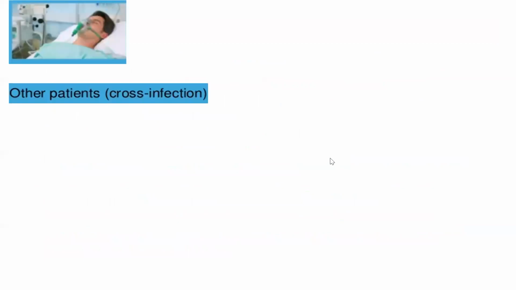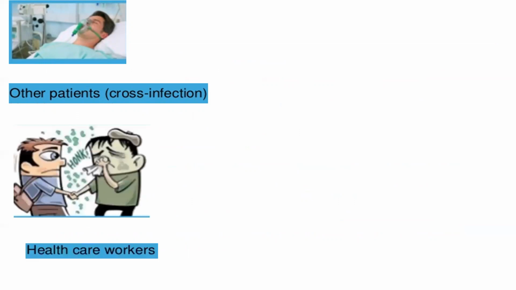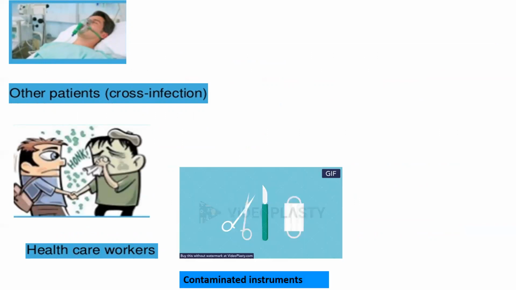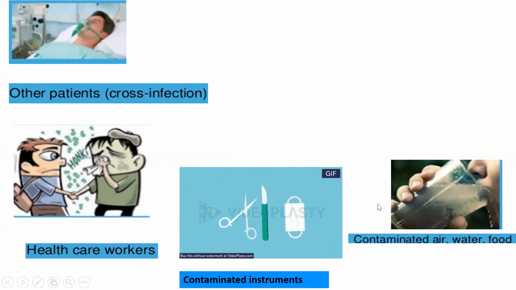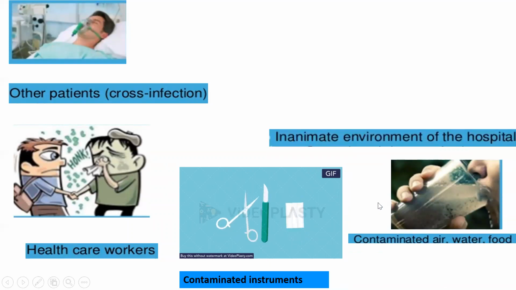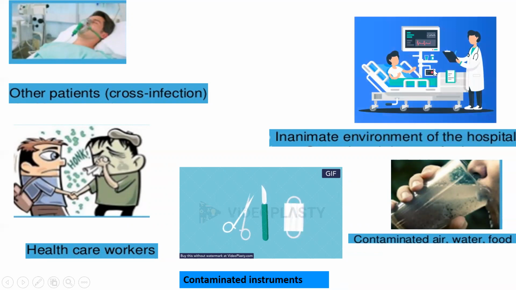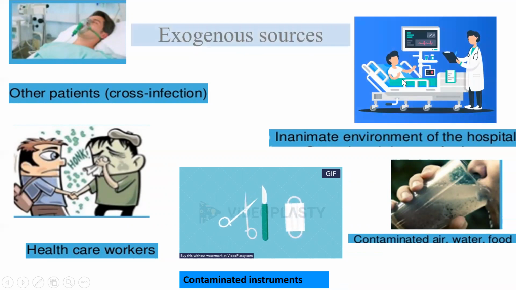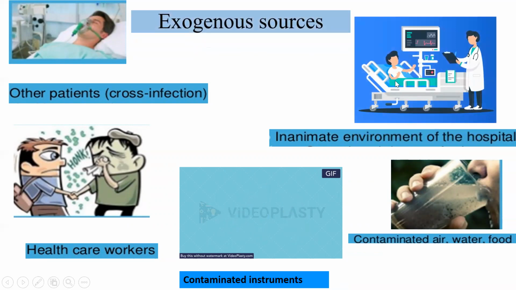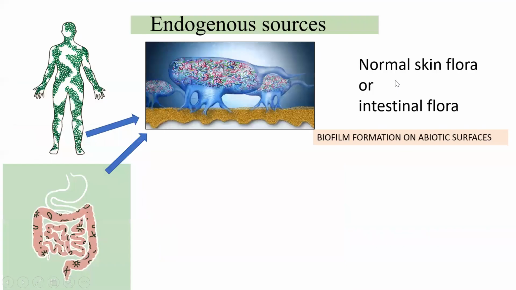So from other patients, infection may come, which is called cross-infection. From healthcare personnel, infection may come, from contaminated instruments like surgical equipment, then from contaminated air and water and food, then from the inanimate environment of the hospital like bedding and other equipment. So these are called the exogenous sources from which the infection may come.